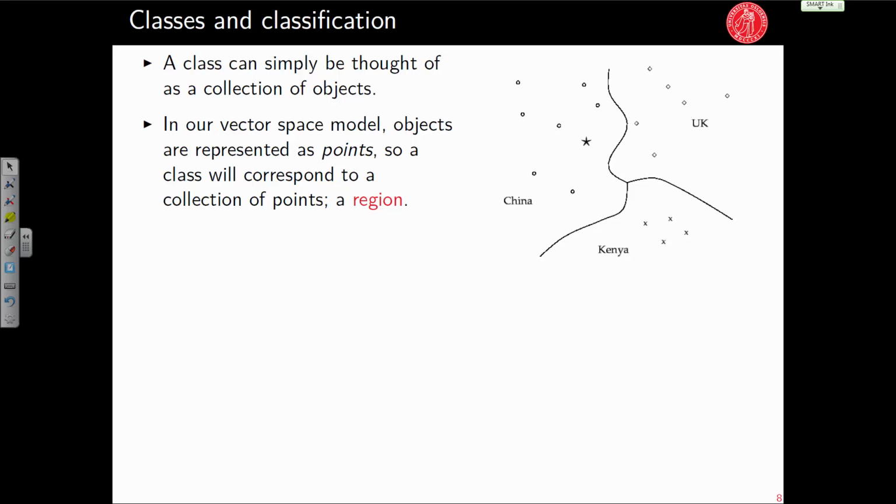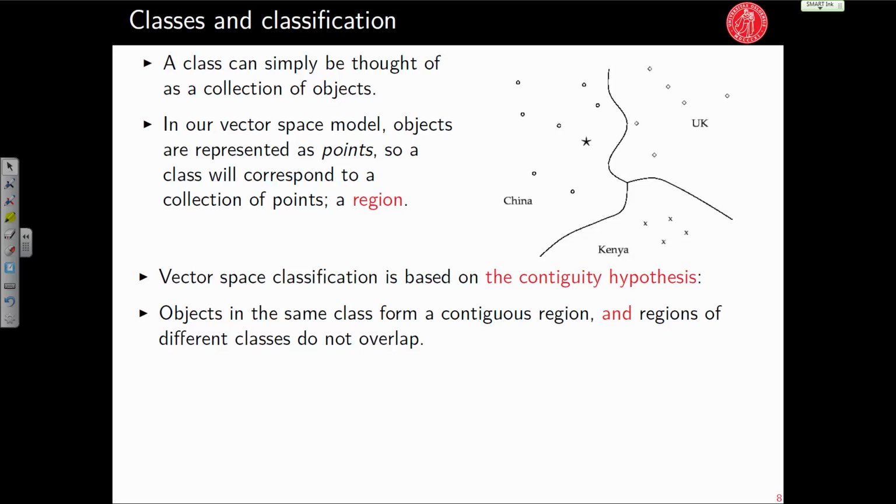So this region right here is the class of China. Or documents. Sorry, I didn't explain the example. These are documents. The X's are documents about Kenya. The diamonds are documents about the UK, and the circles are documents about China. So these are document topic classification tasks here. And you can think of this class then as a region within our vector space. That is what we mean by a class.